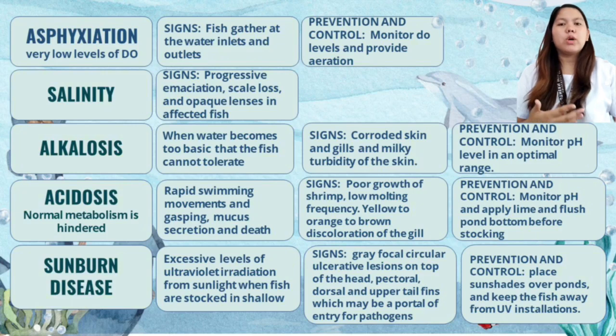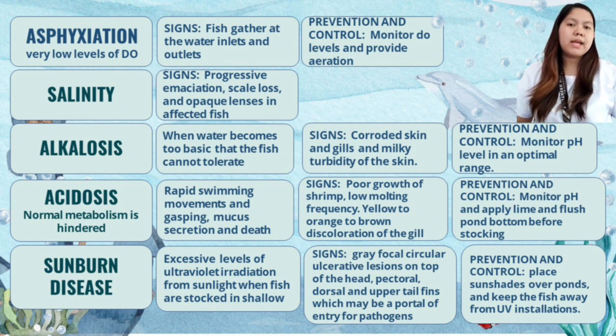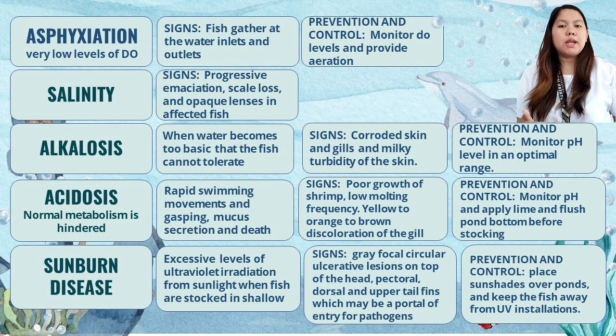Alkalosis happens when the water becomes too basic, wherein the pH increases to a level higher than the fish can tolerate. Clinical signs associated with alkalosis include corroded skin and gills, and also there is a milky turbidity in the skin. For the prevention and control of alkalosis, we always need to monitor the pH level and maintain the pH in a range optimal for the species being cultured.